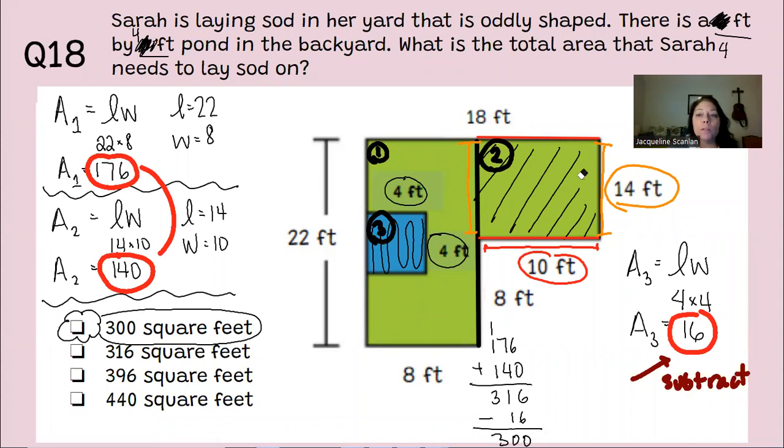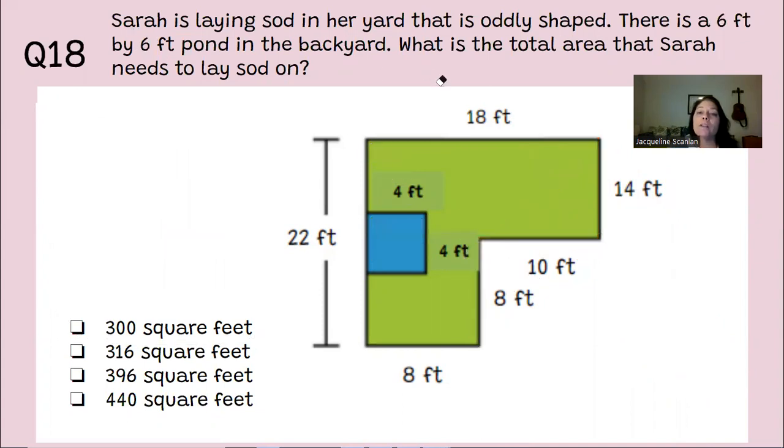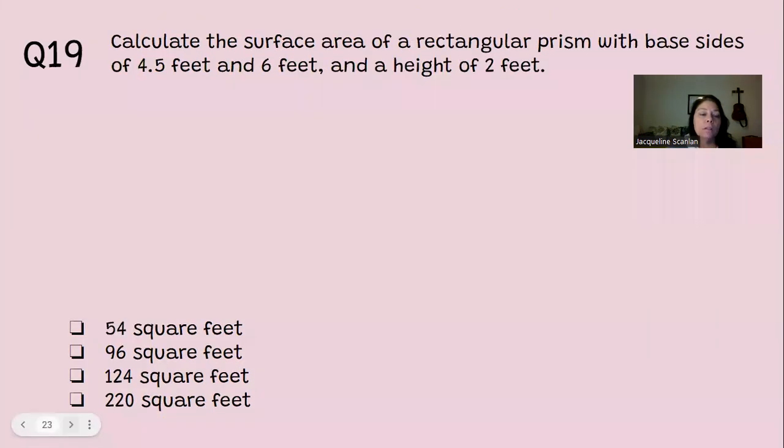Now remember, if you did this one a different way and you cut those shapes into different pieces, it is okay as long as your final area turned out to be 300. If you got some different answer, make sure you ask me about it before you take the actual test. Moving on to question number 19, we have 2 to go.